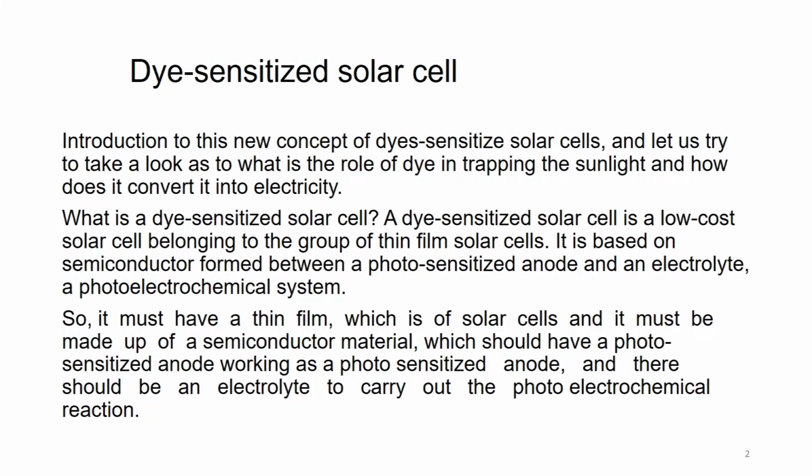What is a dye sensitized solar cell? A dye sensitized solar cell is a low cost solar cell belonging to the group of thin film solar cells. It is based on a semiconductor formed between a photosensitized anode and an electrolyte, a photochemical system. So, it must have a thin film of solar cells, and it must be made up of semiconductor material working as a photosensitized anode, and there should be an electrolyte to carry out photoelectrochemical reaction.